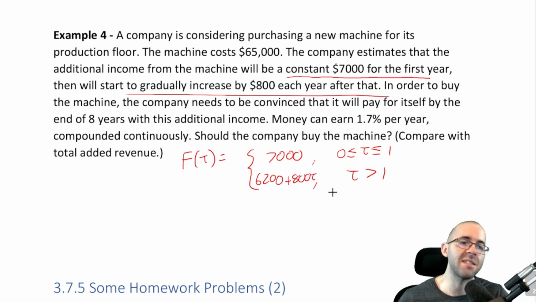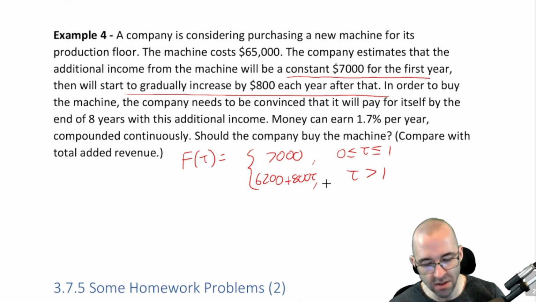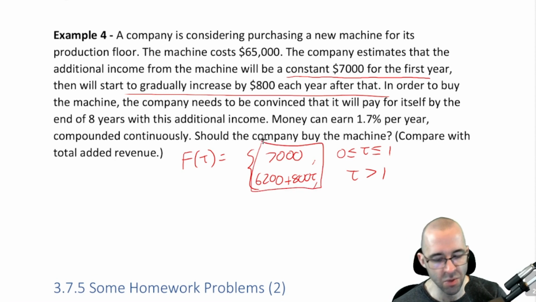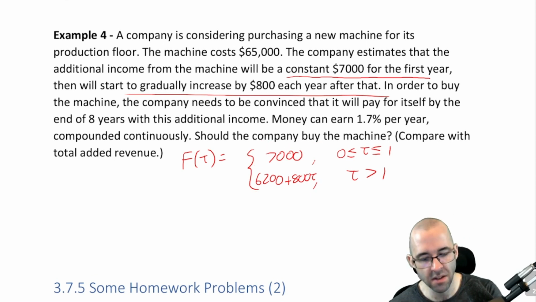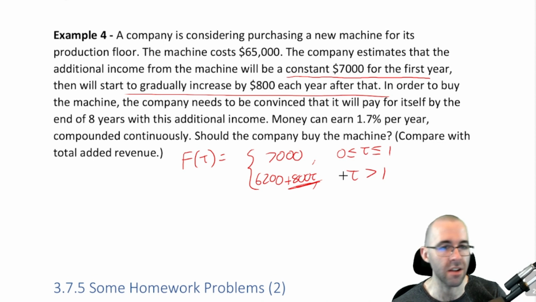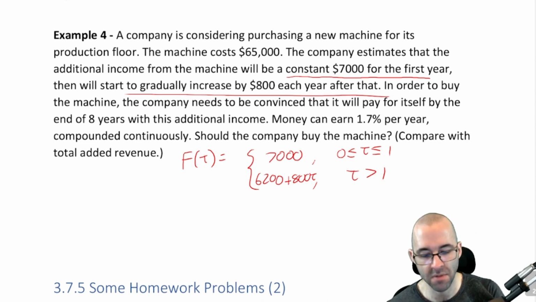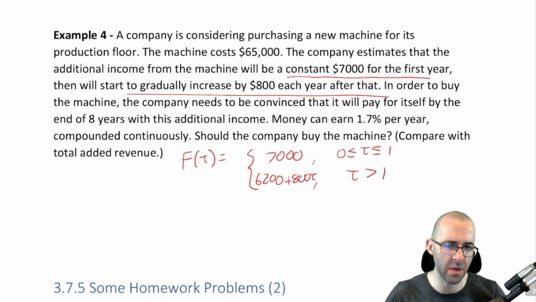We're actually going to write it as 6,200 plus 800t. Because again, the whole first year, it's going to be 7,000. When t is equal to 1, it should still be 7,000. You can see that when t equals 1, both of these are 7,000. And then after that, it'll increase by 800 every year. It's a little bit tricky on this one to come up with this continuous income stream function. That's what we've got.